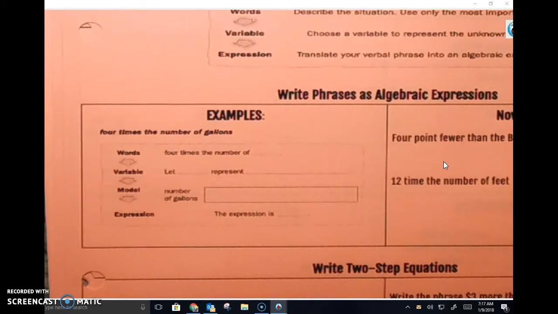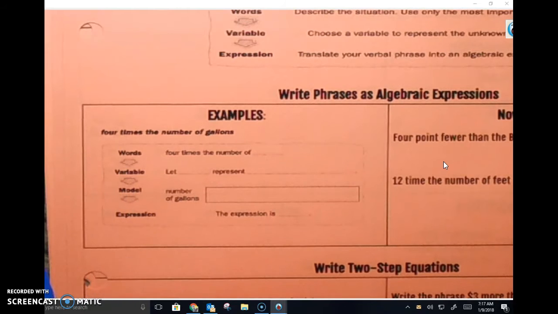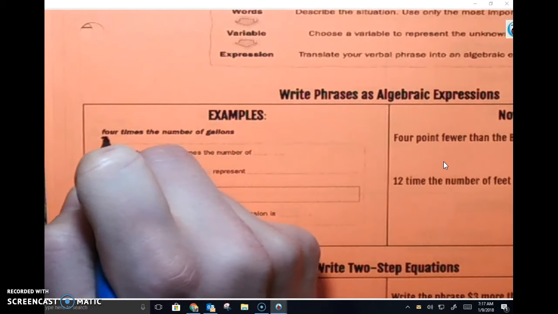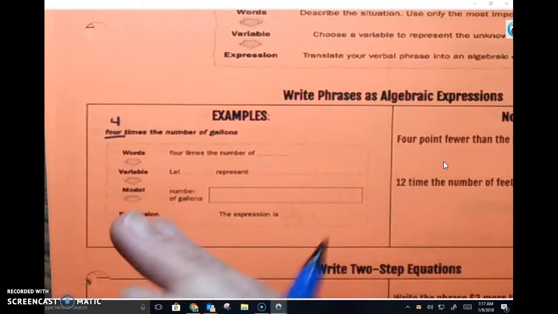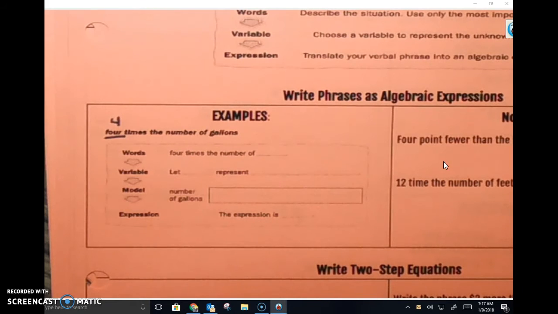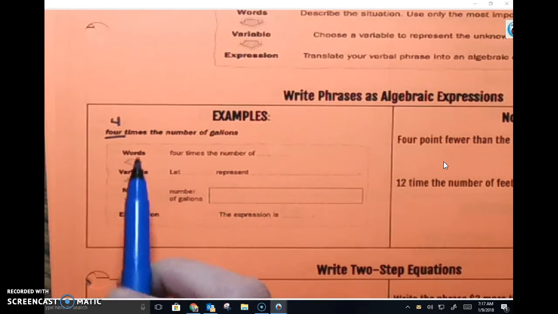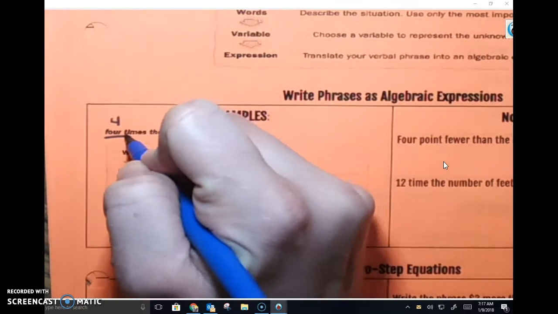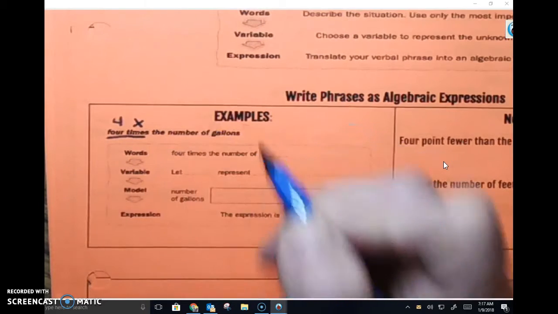So the way I like to do it is I like to underline the keywords. So the first thing we're always going to look for, what type of numbers do we have? And this says 4 times the number of gallons. So we're going to underline 4, and that means 4. Once I underline it, I like to rewrite it above it. Then we're going to look for the words that mean operations. So 4 times, we're going to underline it, and we're going to do multiplication.